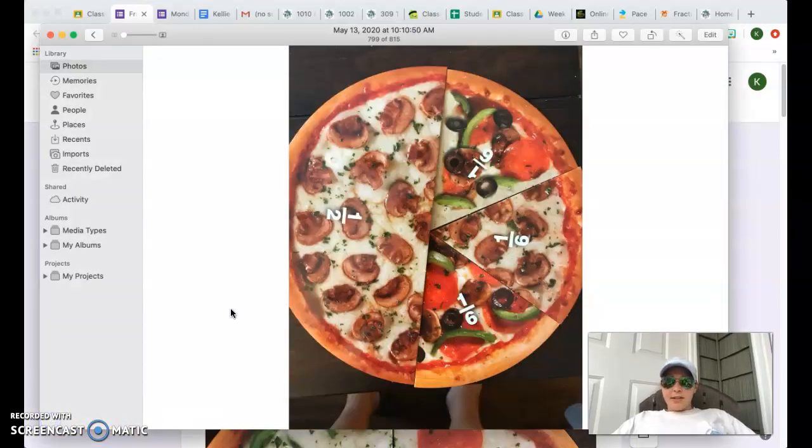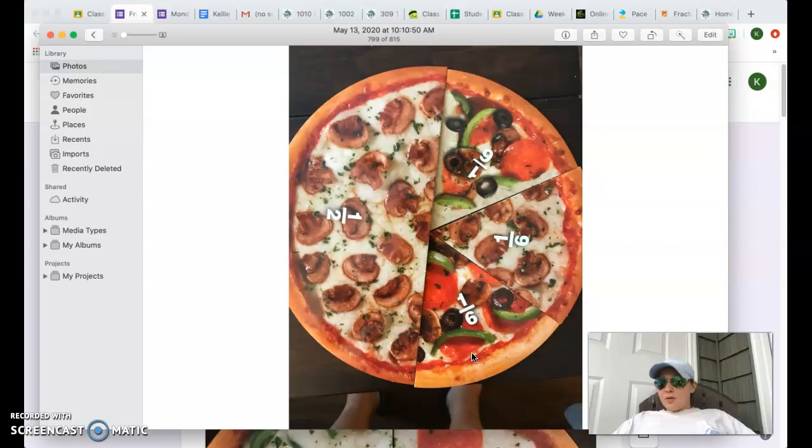Apparently I was very hungry today, and here's another pizza that I ordered. As you can see, half of this pizza has mushrooms on it, and then you have a 1/6 with everything, 1/6 with everything, and then another 1/6 that has mushrooms only on it. So if I were to ask you what fraction of this pizza had everything on it, you would tell me 2/6. 2/6 of this pizza has everything on it.